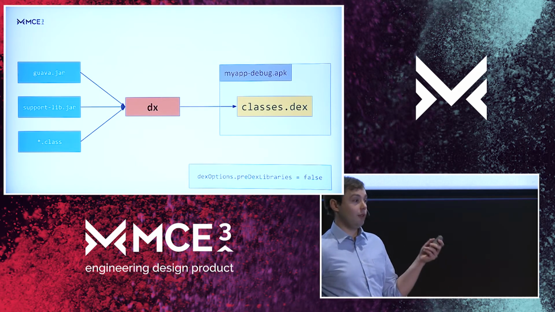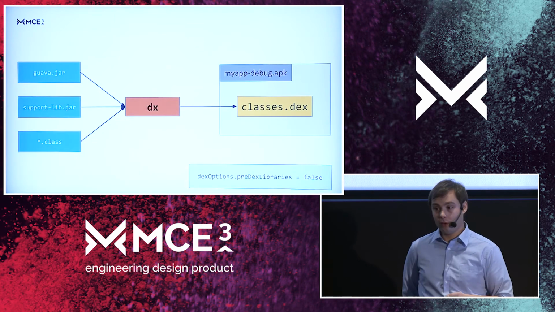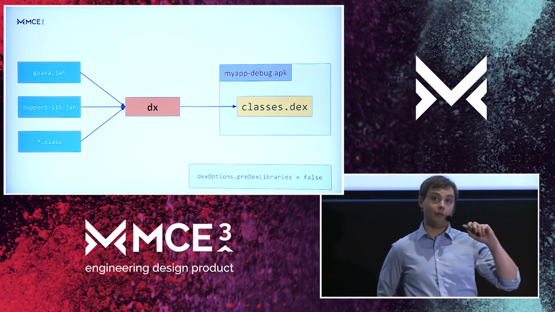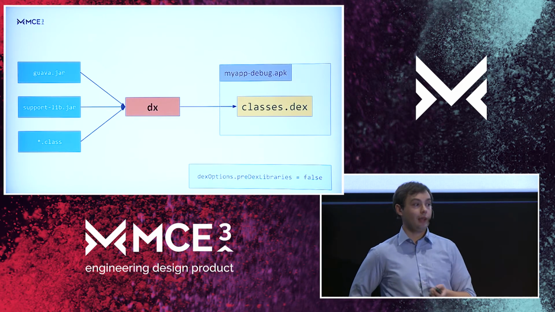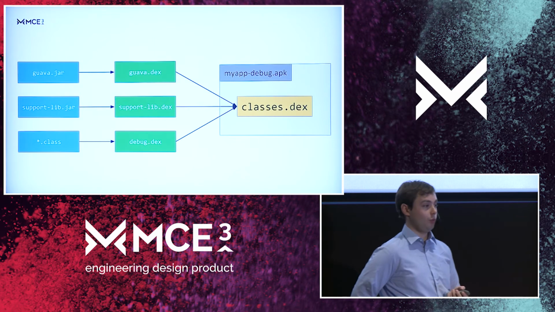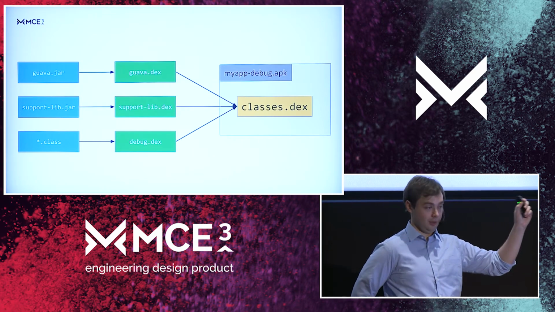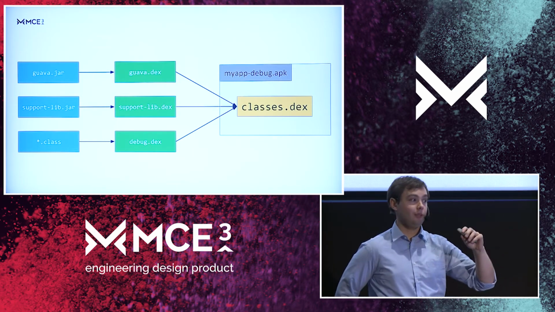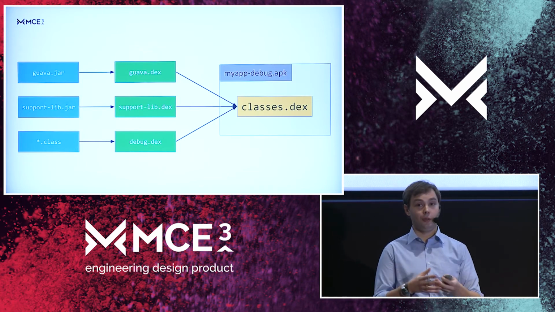So you can actually get this model by specifying the predex libraries flag to be false. And you may want to do this if you have very few cores, or if you only ever do clean builds, like, for example, on a Jenkins box on a continuous integration server, that may actually improve your build times. But instead, what we do by default is we do predexing. So that means that for every jar that you depend on, we will actually create a separate dex file. We will also create one for your classes, and then we'll invoke dx once more to merge all of those dex files into the final one.